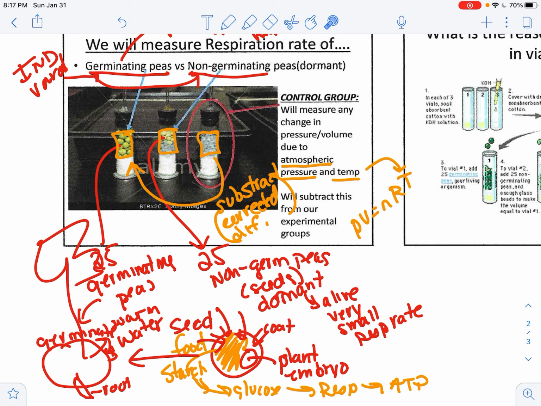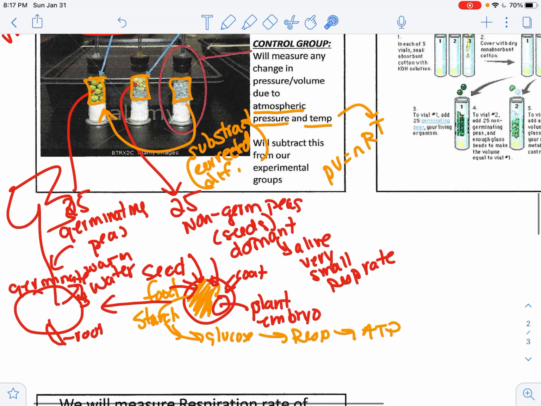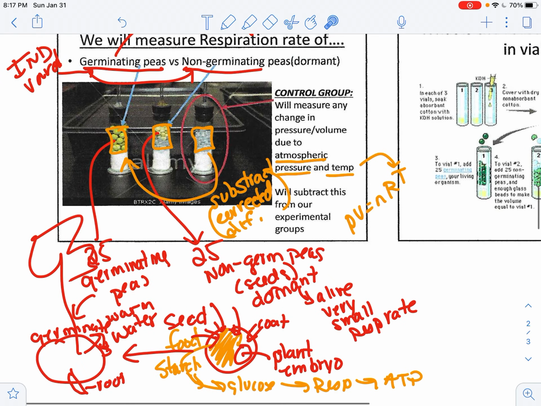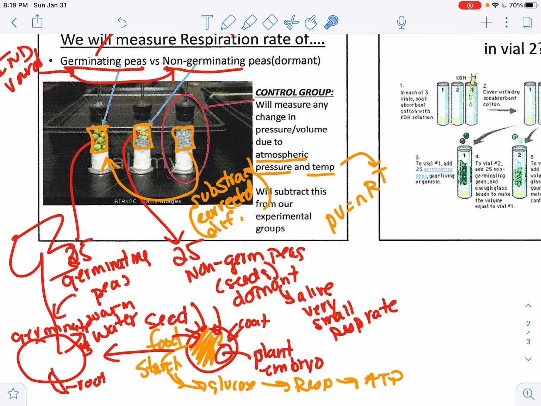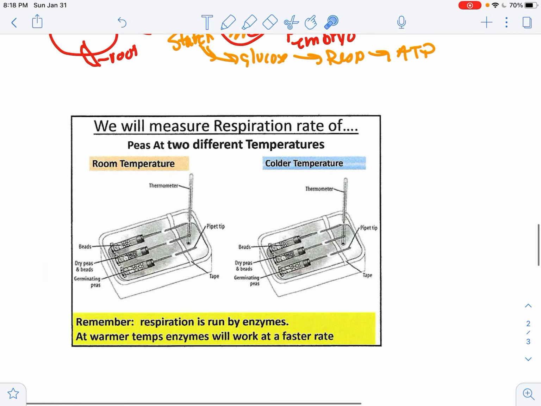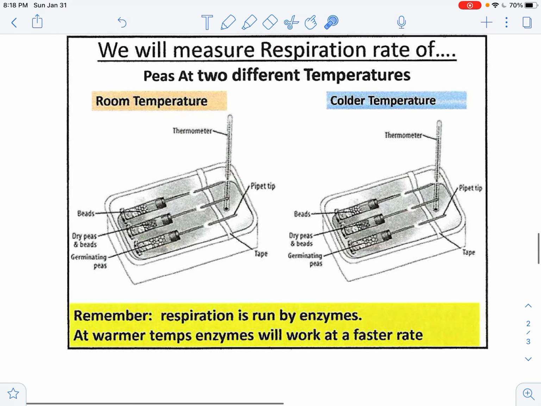So that's the control group. And these are my 2 experimental groups. Now that's one whole setup. And what you're going to see is we're going to then do that twice at 2 different temperatures. So we kind of have 2 independent variables. We have germinating versus non-germinating peas. We're going to compare those. And then we're going to do that at 2 different temperatures.